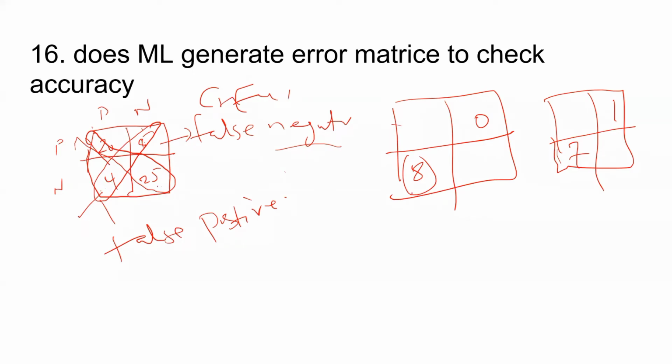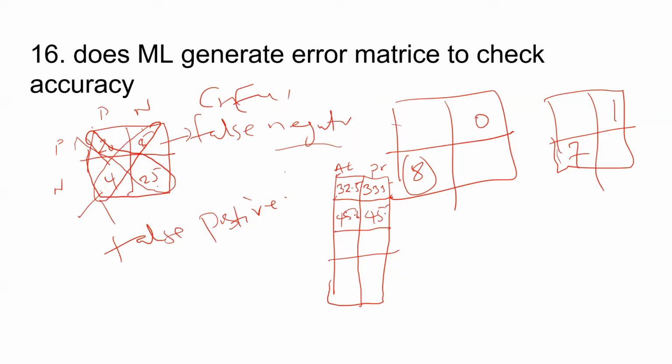So you have error matrices to check the accuracy of your work. Now, even when you are solving a regression problem, you have an output that will tell us directly, since in regression you are predicting the actual value, this is the actual value given, this is the predicted value. Maybe the answer was 32.5, and our system predicted it to be 33.5. Another one, the answer was 45.6, and the prediction is around 45.7. So we can find the difference between the original and the predicted value.